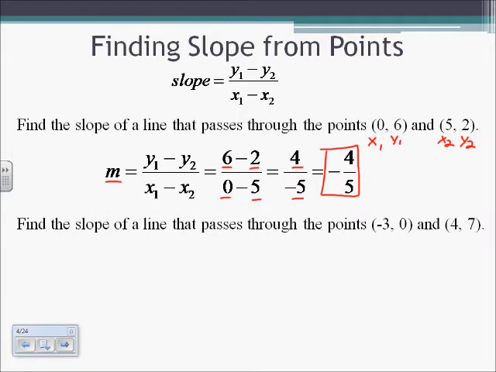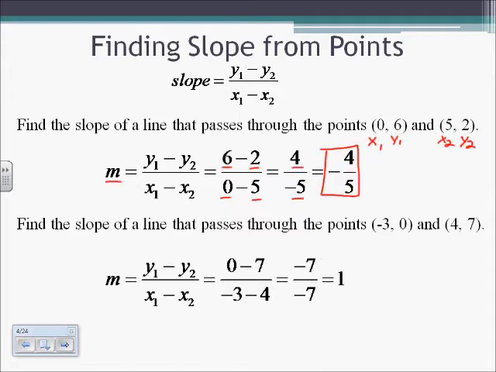Let's take a look at another example. Find the slope of a line that passes through the points -3, 0 and 4, 7. Again, going through plotting out our points, we're going to go ahead and state that we have x sub 1, y sub 1, x sub 2, y sub 2. We'll take 0 minus 7, and negative 3 minus 4.